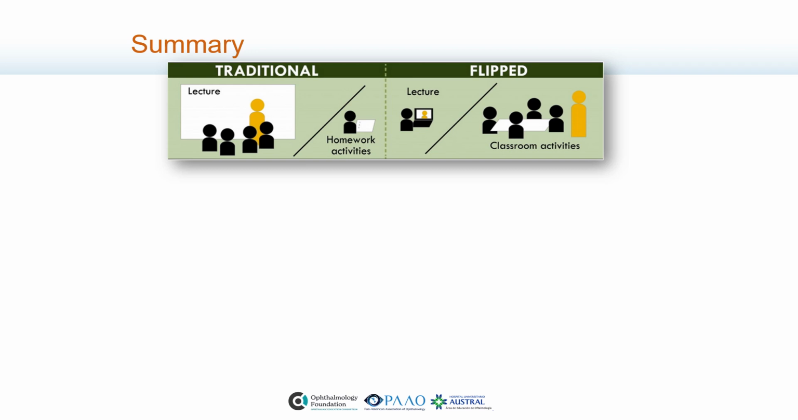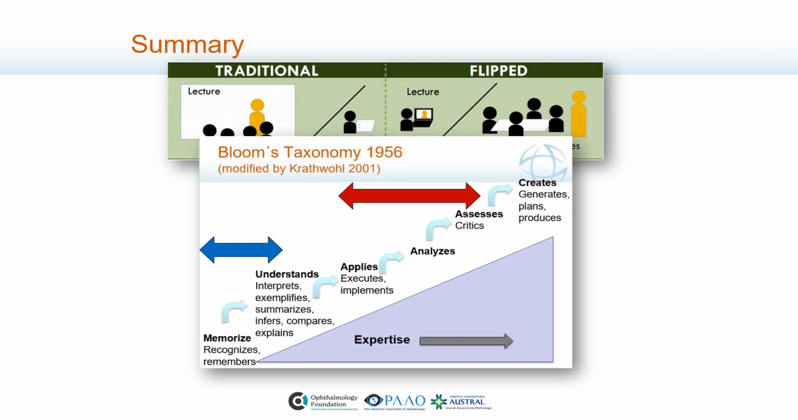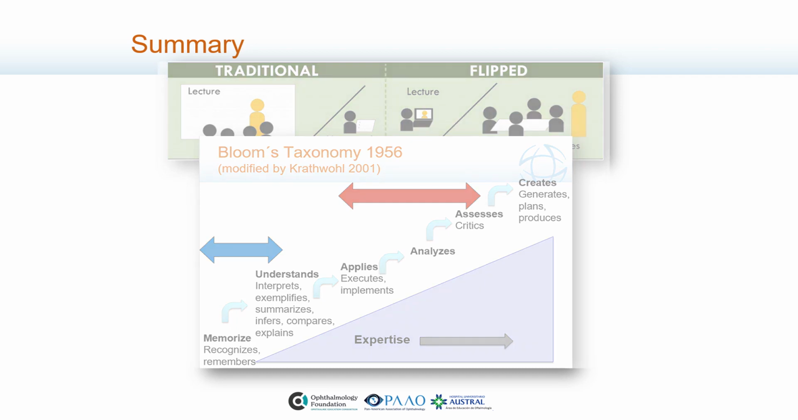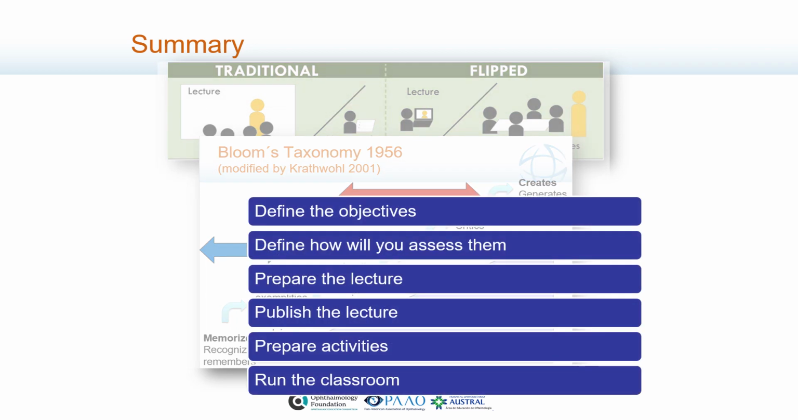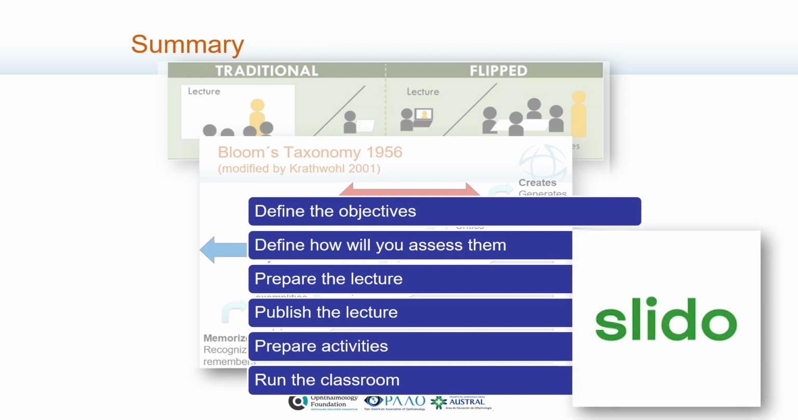Summarizing, in our first video, we have seen that in the flipped classroom, residents are sent to attain lower learning objectives such as memorize and understand on their own at home. And we reserve teacher time to supervise higher learning objectives such as applying and analyzing. In this video, we saw the steps we should follow and how technology can help us record, upload to the web, and generate interactivity during the classroom using answering systems such as Slido.